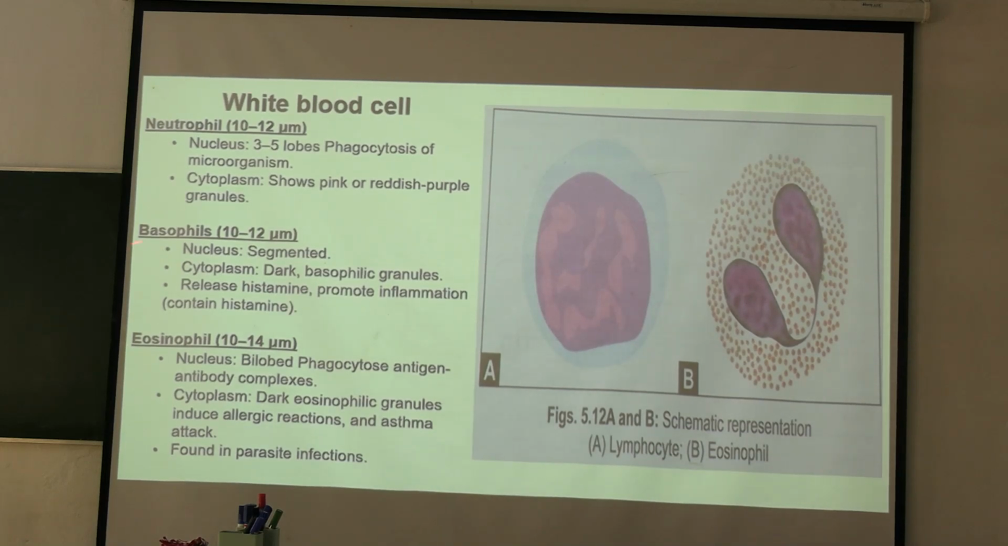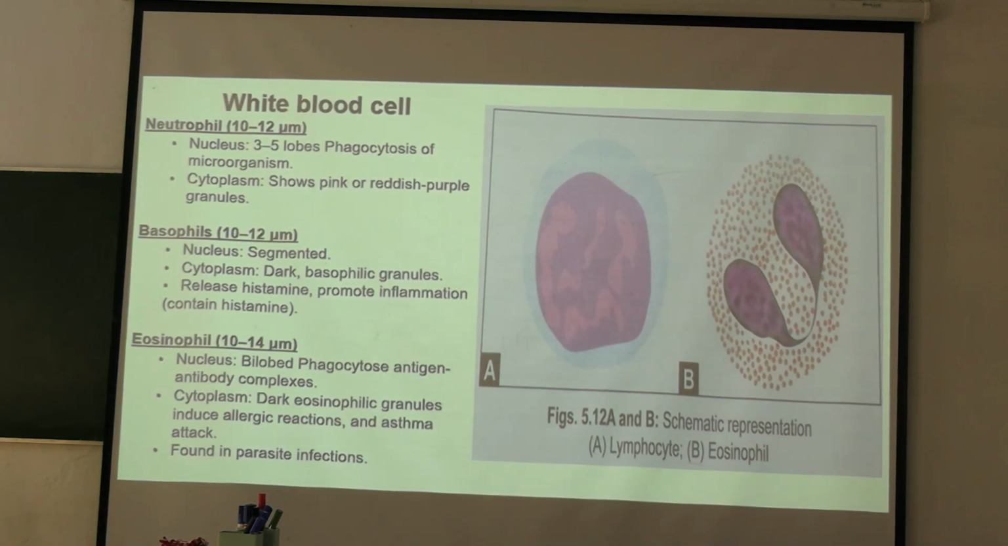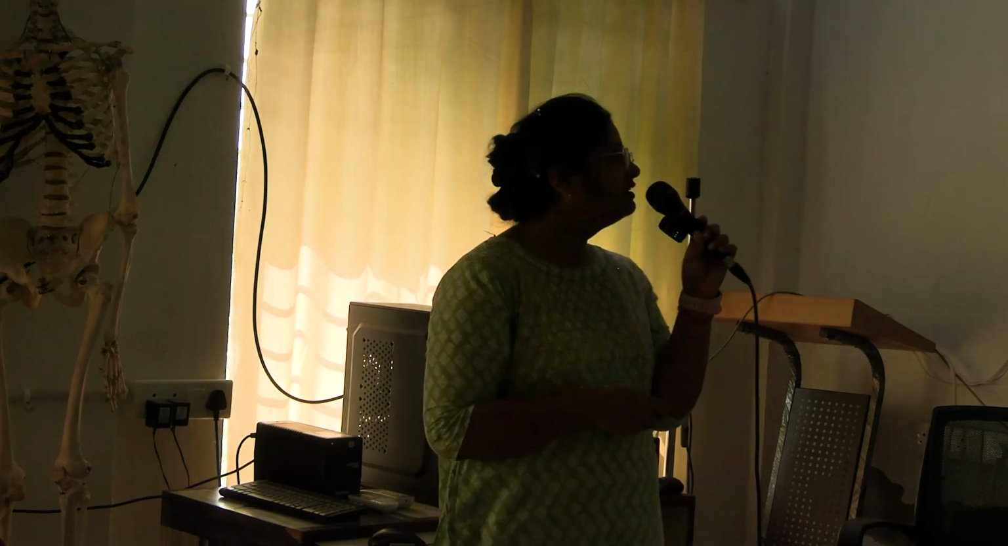Okay, next we go to basophil. Neutrophil you have seen in the previous schematic diagram, many of those cells. Basophils are also 10 to 12 micrometer, and the cytoplasm has dark basophilic granules. They release histamine, promote inflammation, and contain histamine. Basophils you have seen in previous slides.